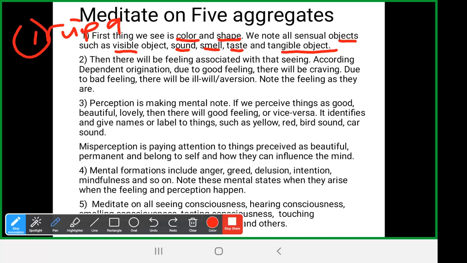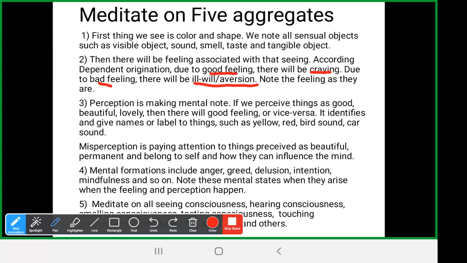Number 2. When you have this seeing and so on, then there will be feeling. Everything that comes to your 5 sense doors or 6 sense doors will have feeling. Normally, when there is good feeling, there will be craving. When there is bad feeling, there will be aversion or evil. But the main thing is, when the feeling arises, you should contemplate it, whether it's good feeling or bad feeling. This is the second aggregate, feeling.